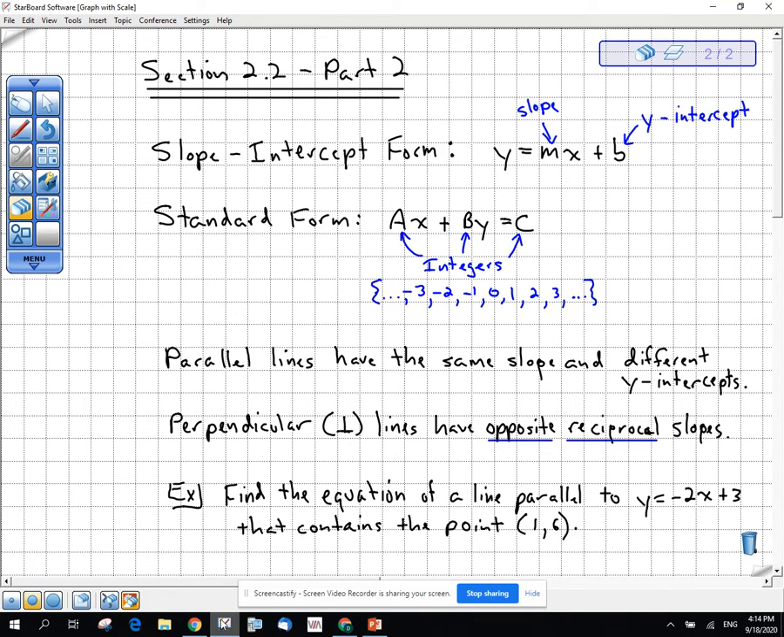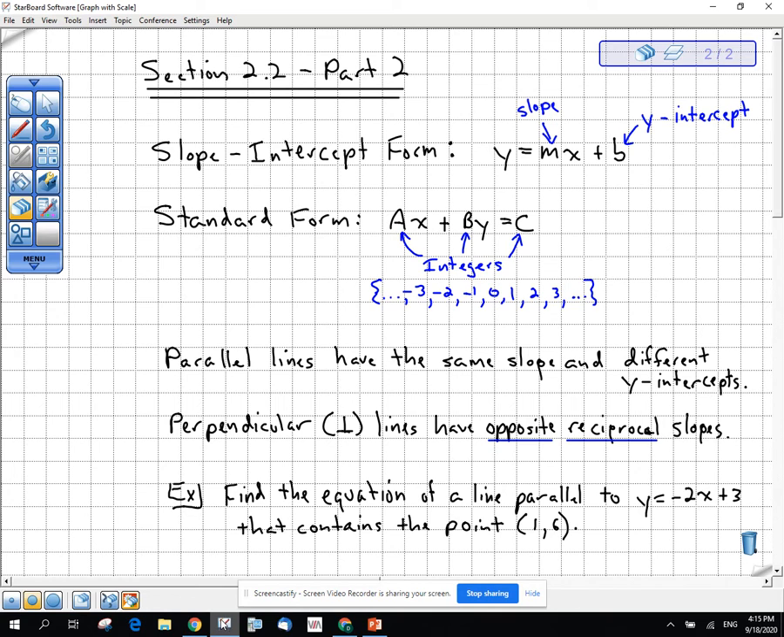Algebra 2, Section 2.2, Part 2. You might even consider this a Part 3 because there was the domain and range video worksheet combo that you should have done first before doing this. This is a beast of a section. That's why I've divided it up into 2 days.